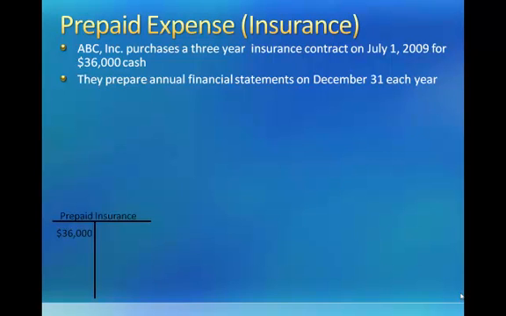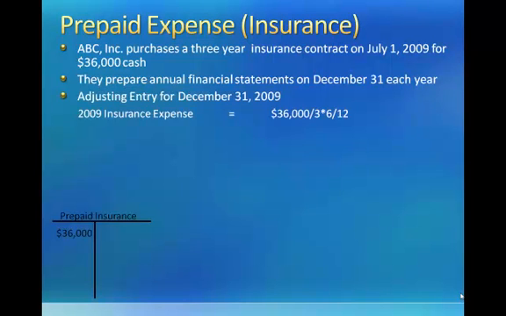So if they're preparing annual financial statements on December 31st each year, then the first adjusting entry that needs to be made is on December 31st of 2009. To calculate the amount of the adjustment, we take the $36,000 divided by 3, which gives us annual insurance expense of $12,000. So each year it's costing us $12,000 to have this insurance. And since in the first year we engaged in the insurance contract on July 1st, we only want to take 6 out of the 12 months, so we only want to record 1/2 of a year's worth of insurance cost, which gives us $6,000.